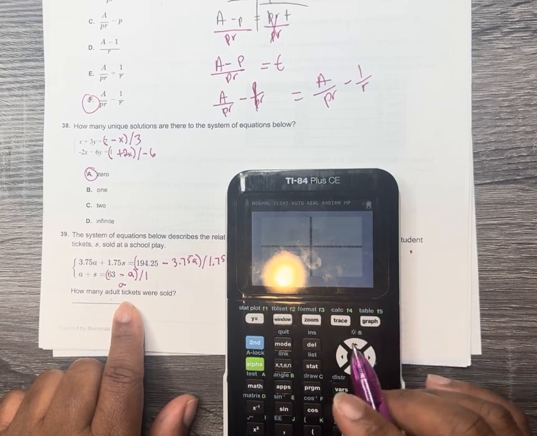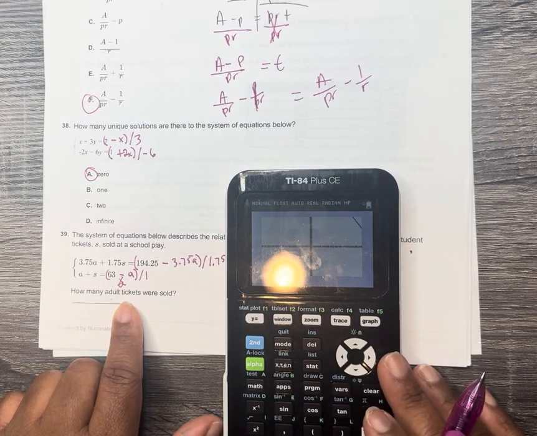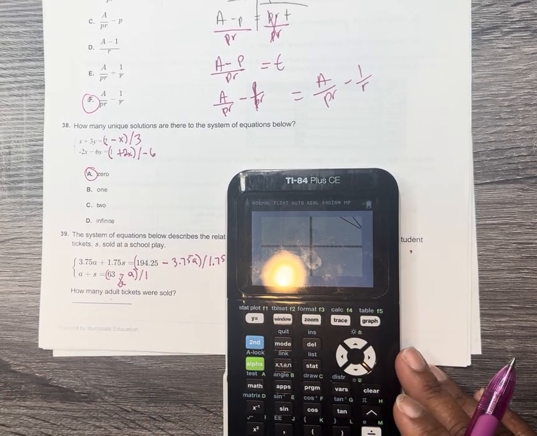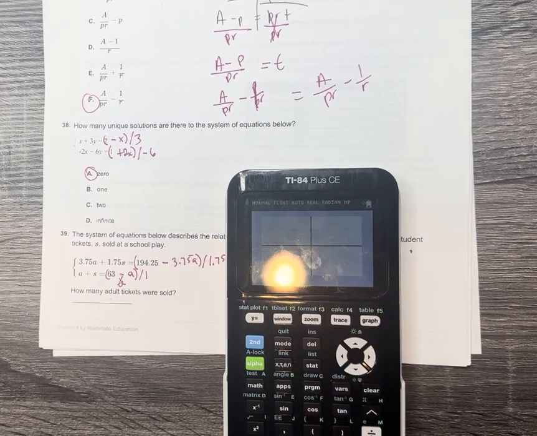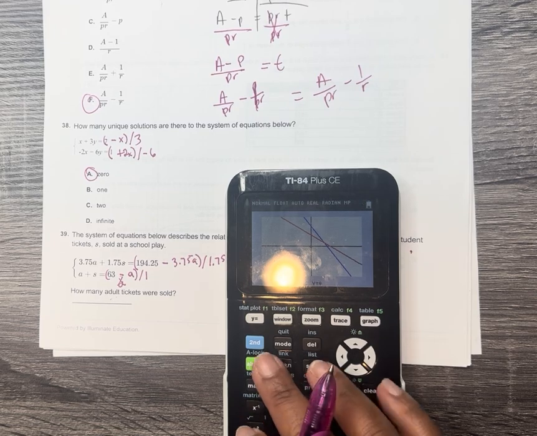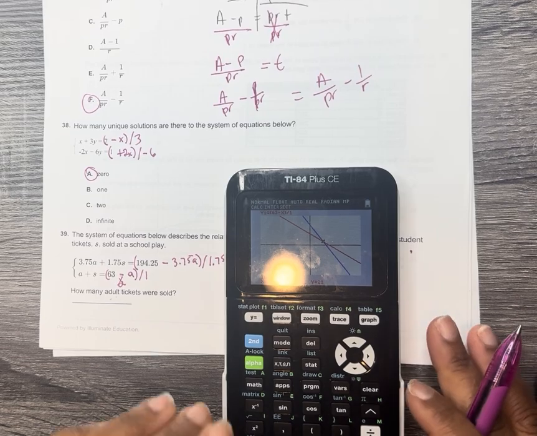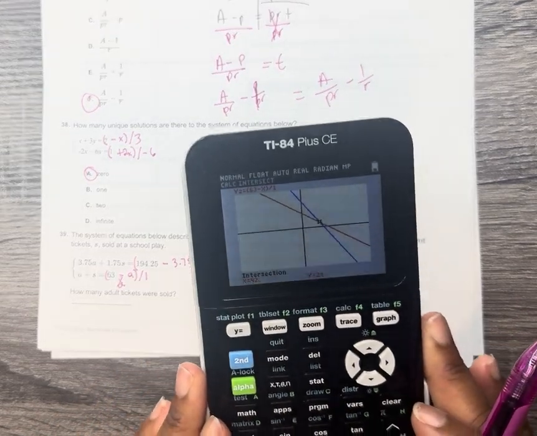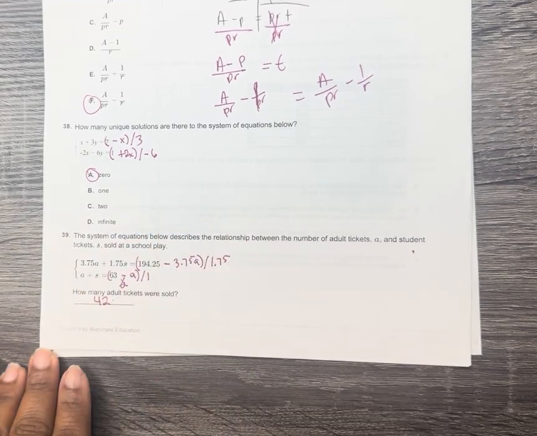Press graph. Remember we said we're looking for x. That's what we're going to say is A. And there's something going on, but it looks like up here. So we're just going to zoom out. There we go. And press second, trace 5. Enter, enter, enter. And notice how the X here is 42. So that's how many adult tickets, 42.